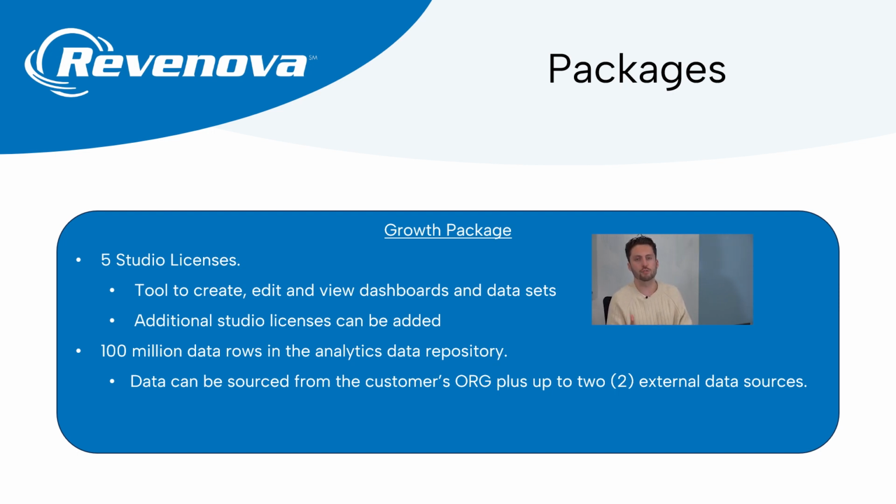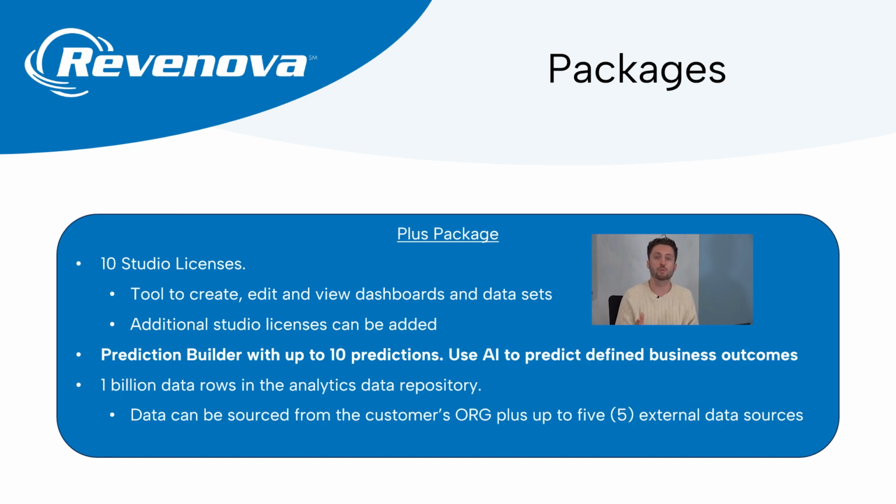You get 5 users, but the real value is the plus package, which comes with up to 10 Studio licenses. It also comes with the prediction builder I showed you, which is a foray into AI. And again, for a lot of those companies out there wondering, how do I start to get involved in this AI I keep hearing about? This is a really great way to do that while also grabbing a really valuable tool like TMS Analytics. And you get up to 1 billion rows in the data analytics repository.